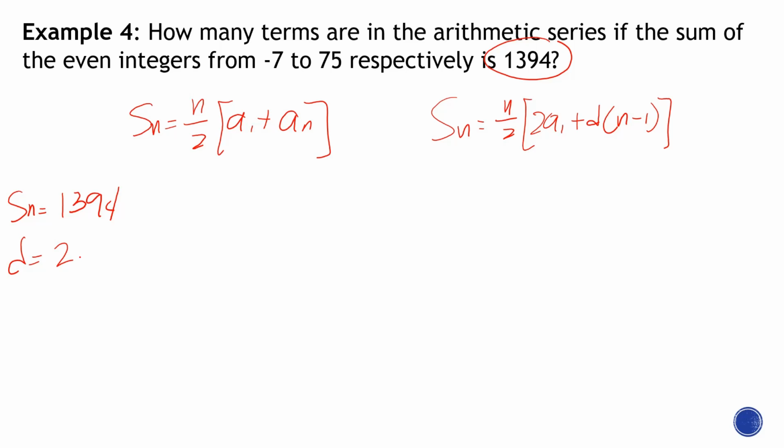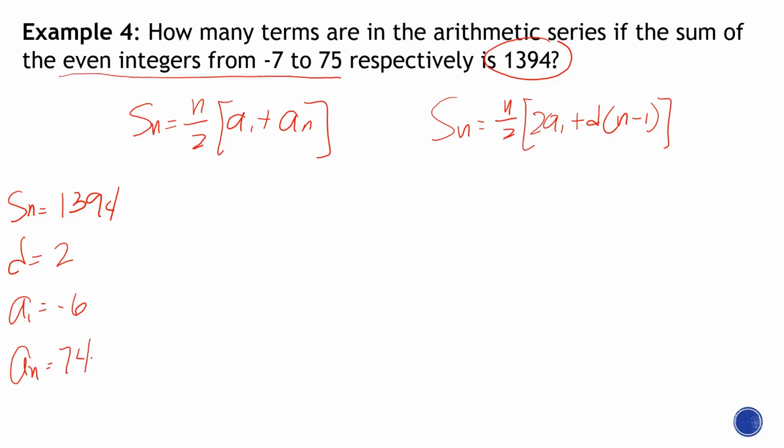And then from -7 to positive 75, we can conclude that the first even integer there is -6, right? -7 is not even, so after that is -6, and that's our first term. And then the last term, we can also see the last term here. Well, it's not mentioned in the problem, but by just looking at this phrase here, we can conclude that the last even integer in the series is 74, right?